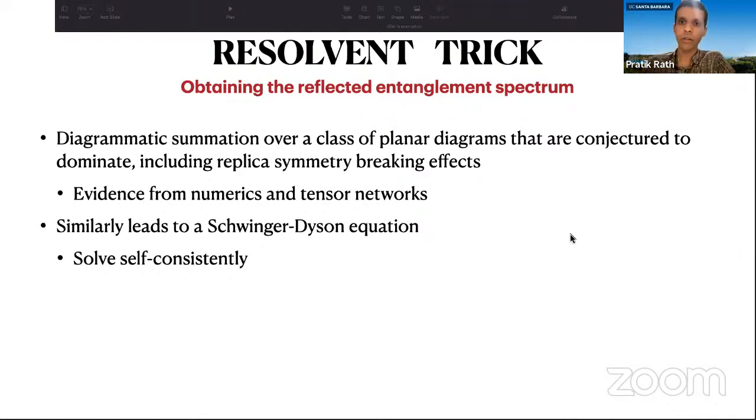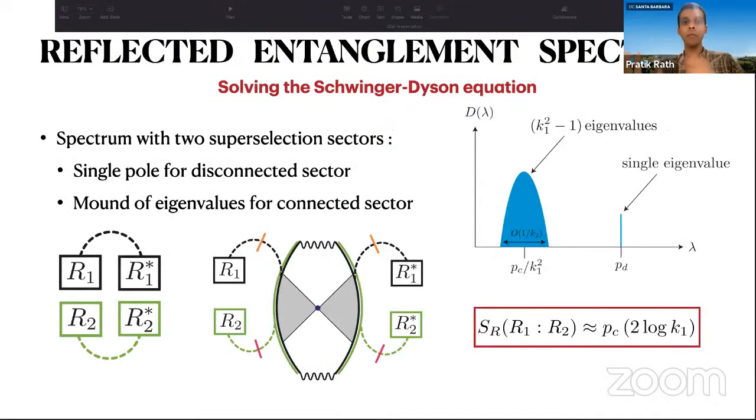There's evidence for this class of diagrams by looking at certain asymptotic behaviors. We also have evidence from numerical calculations, and similar effects show up in our tensor network calculations, which you can find in the paper that appeared today. So there's a significant amount of evidence for this being the correct resummation. Once you do that, you end up with a solution to this Schwinger-Dyson equation, which you can solve self-consistently, and you end up with a simple entanglement spectrum.